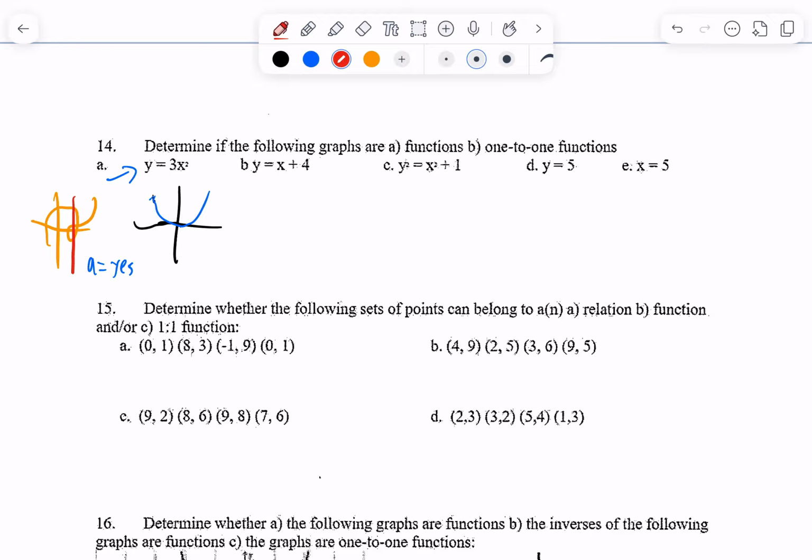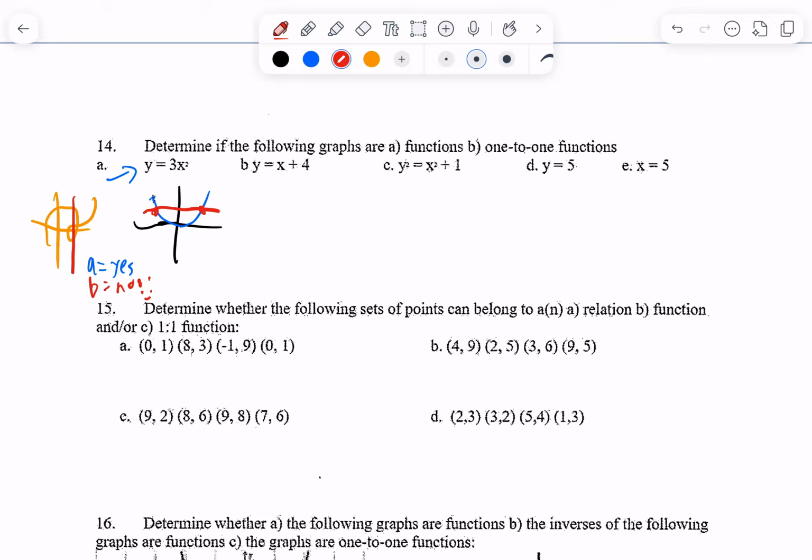And then for the one-to-one function, we draw a horizontal line test. See how it meets the graph over here and here? It touches the function more than once, which means it's not one-to-one. If it only touched it once, then it is one-to-one. I realize that the mic is a little too sensitive. Hopefully it's better now. And so yes, that means that B equals no.